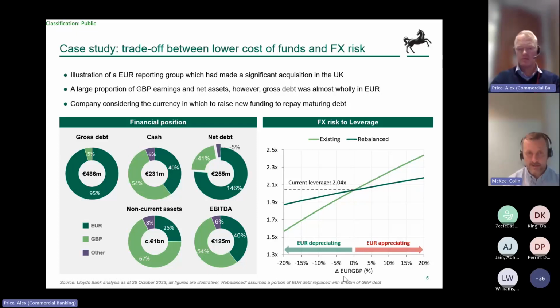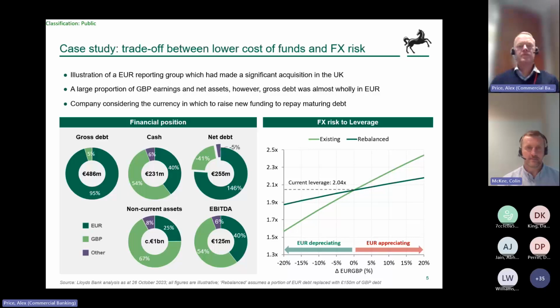The next little case study is an example of a company that maybe has taken a different approach for different reasons. So this is a European headquartered company that had fairly recently made a significant UK acquisition. So it's gone from having wholly a euro balance sheet and largely euro cash flows to then having a large proportion of its net assets in sterling and a large proportion of its earnings in sterling.